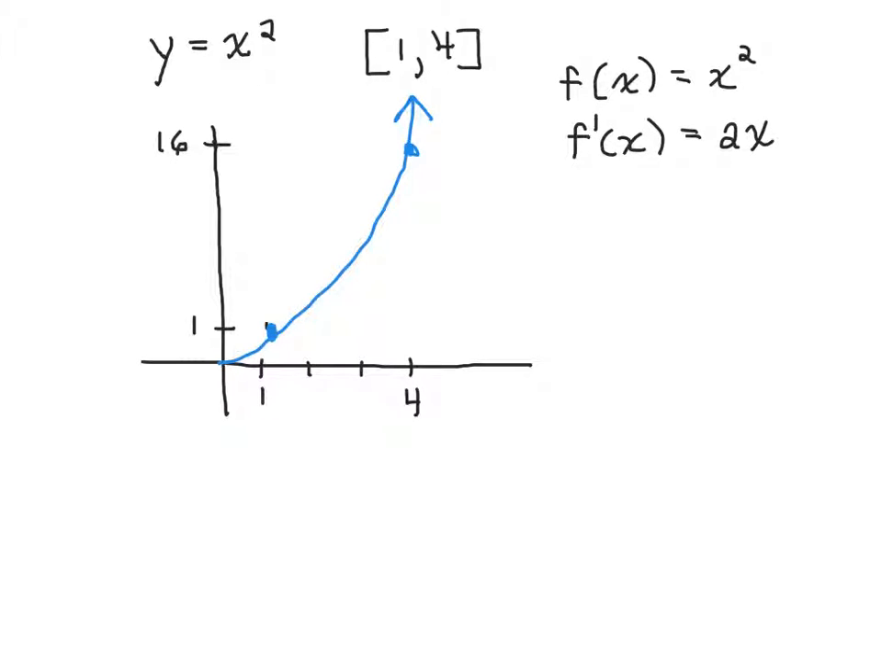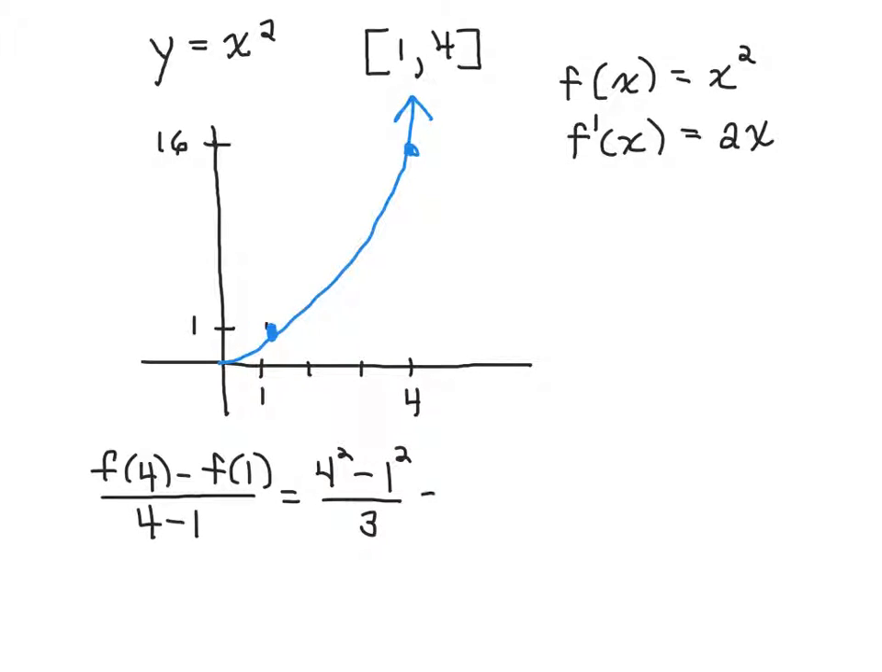Now let's find the mean value down below. The mean value, of course, is f of 4 minus f of 1 divided by 4 minus 1. Well, f of 4 is 4 squared, and then we have minus 1 squared. 4 minus 1 is 3. So 4 squared is 16 minus 1 over 3, which is 15 over 3. So the mean value is 5, right?